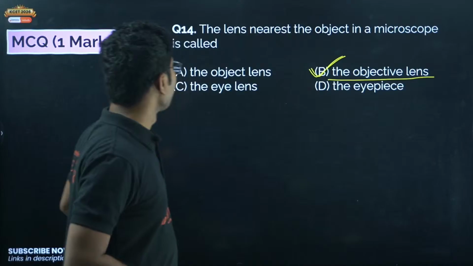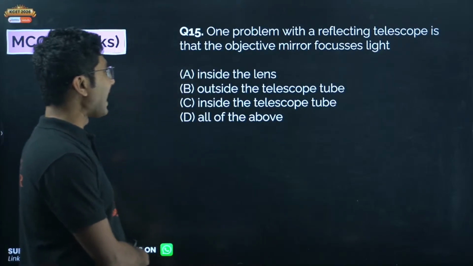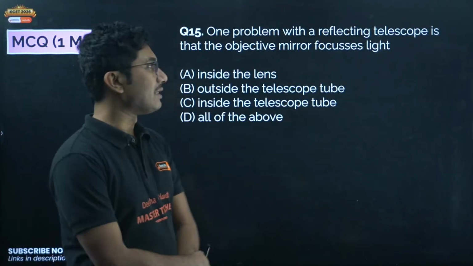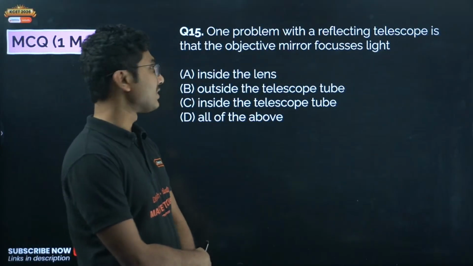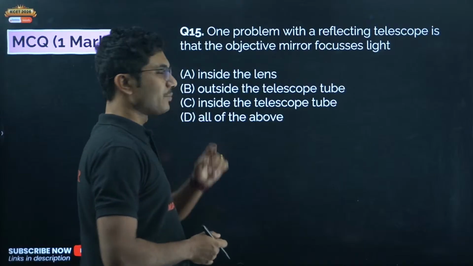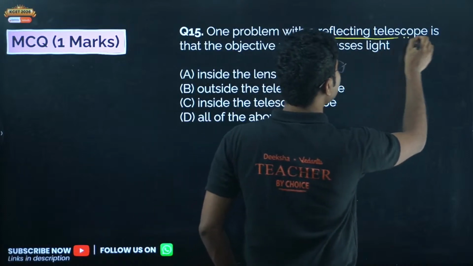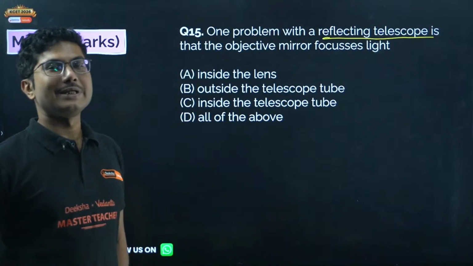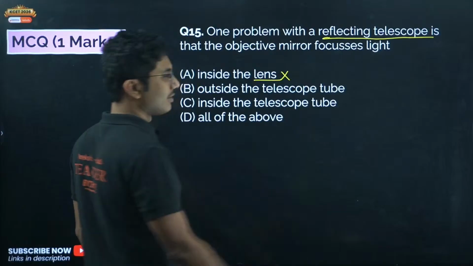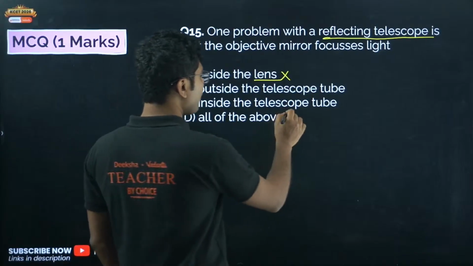Now next, one problem with the reflecting telescope is that the objective mirror focuses light: inside the lens, outside the telescope tube, inside the telescope tube, or all of the above. Obviously it is a reflecting telescope. Reflecting telescopes don't have any lenses, they only use mirrors. So inside the lens cannot be correct, and all of the above is obviously also not correct.